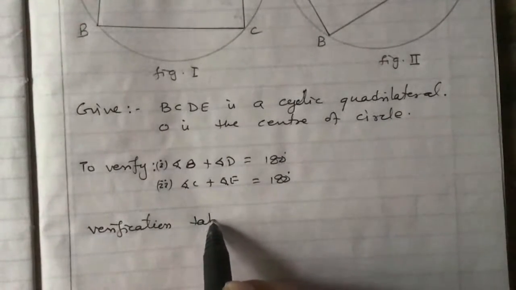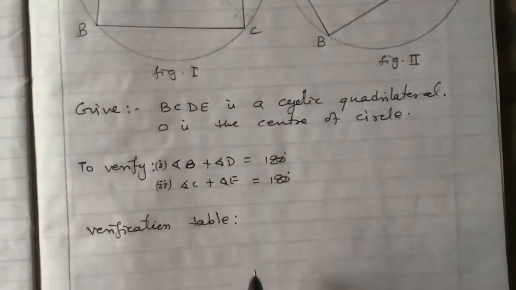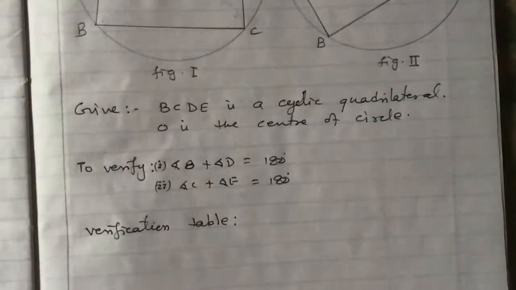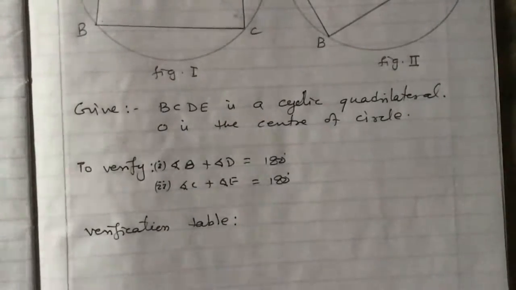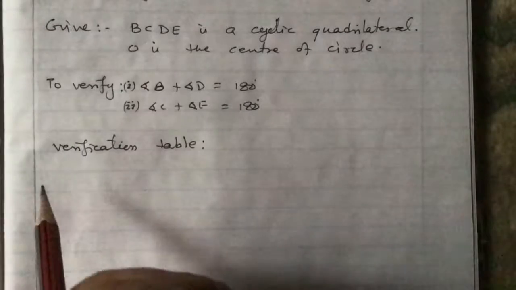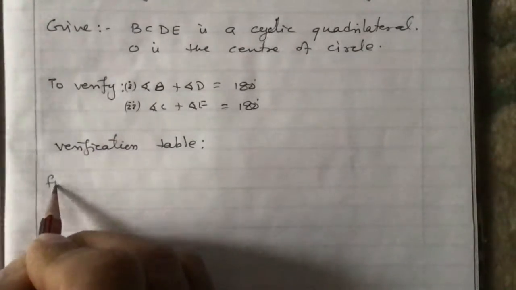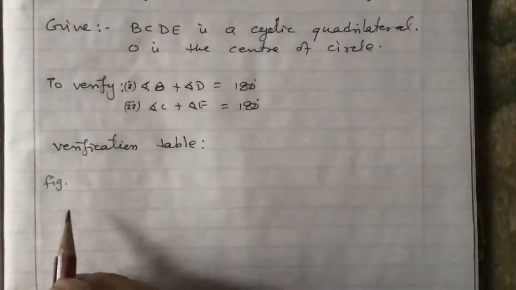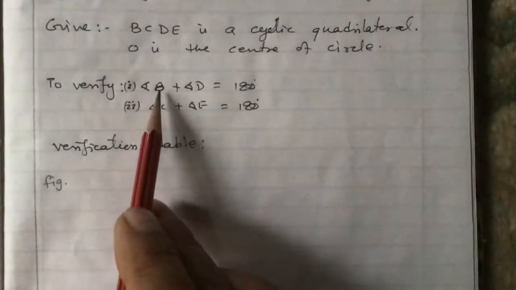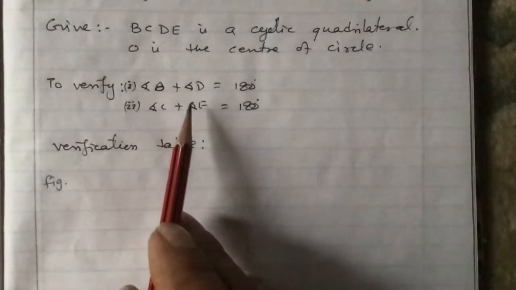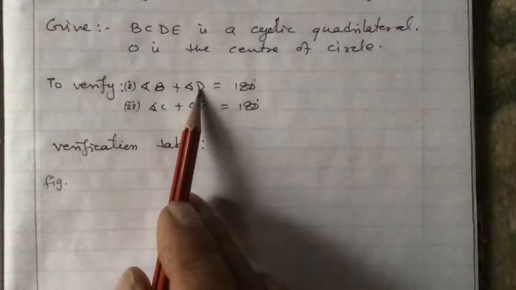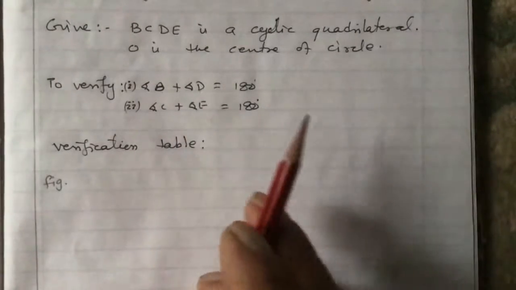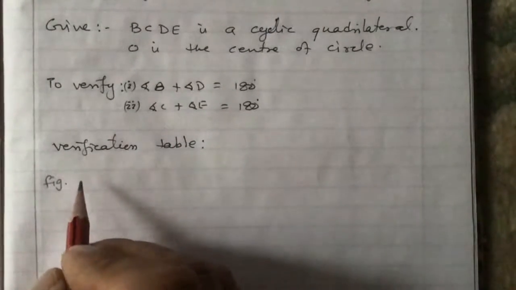Verification table. In the verification table, we need many columns. First of all, we need figure number one and figure number two. Then after that, we need angle B, angle D, angle C, angle E, and then B plus D, and C plus E, and remarks. So many columns. Let us write them down like this.